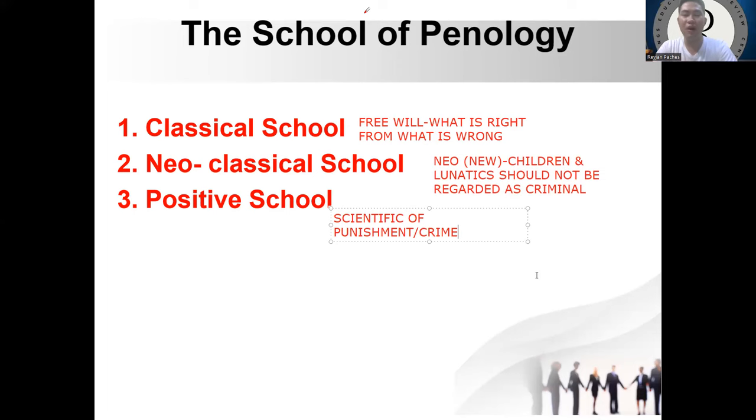Ulitin natin. So the school of penology, we have the classical school, ibig sabihin free will doctrine. The person has the right to choose what is right from what is wrong. And of course, the neoclassical school or new classical school, children and lunatics should not be regarded as criminal kasi nga hindi nila alam yung nature and consequence ng crime na na-commit niya. Then of course, we have the positive school. Ang positive school naman of penology, that is the scientific study of punishment or crime, wherein i-explain nila ang occurrence or yung mga crimes na nangyari sa society or community natin based on the scientific explanation or based on the scientific basis. Nakuha ba? Nakuha, class?